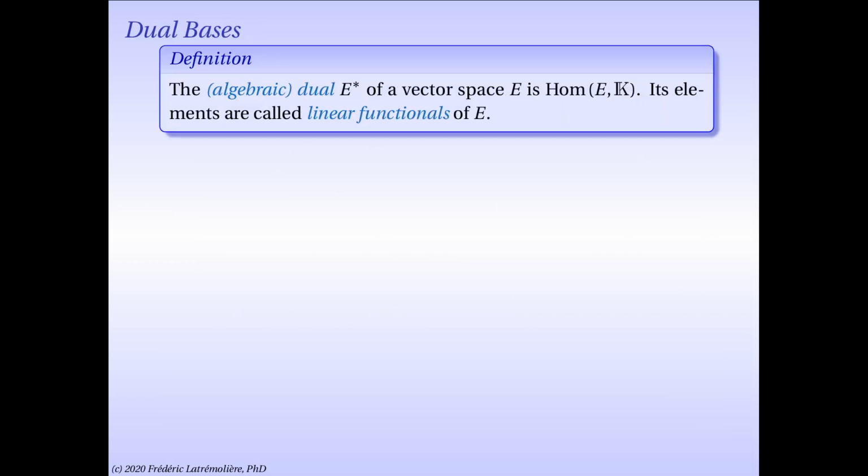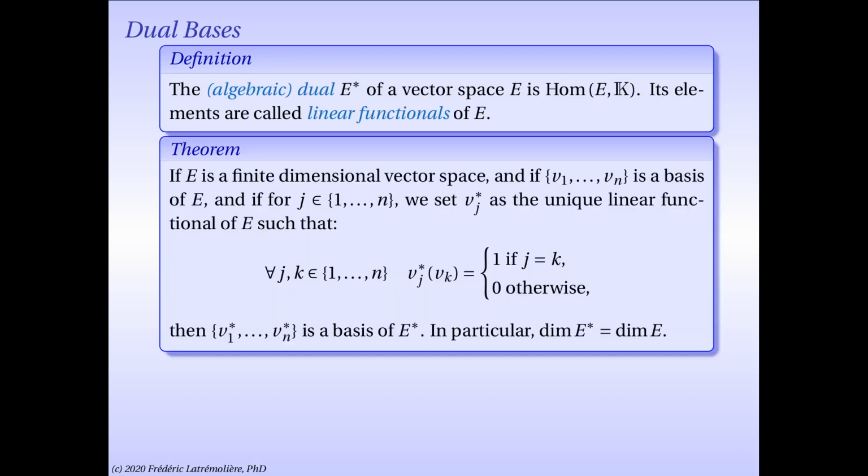Let's begin with answering the question in a very important special case, namely the case of the dual of a vector space. So the algebraic dual, E star, of a vector space E is the set of all the linear functions from E to the scalar field. I will refer to this object just as a dual, and I will note that the elements of the dual are called linear functionals. The main theorem about duals in this lecture is the following.